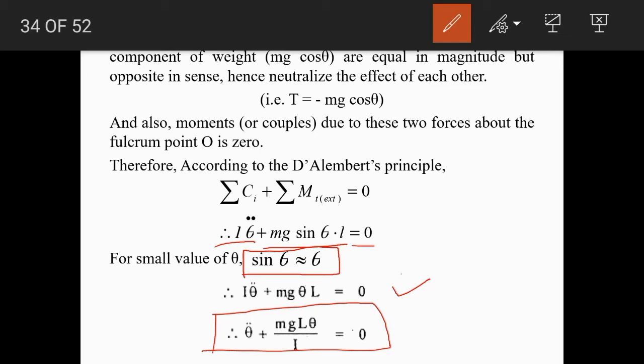Now by comparing this equation of motion of the simple pendulum with the equation of simple harmonic motion, we can get the natural frequency omega n as the square root of mgL by I.